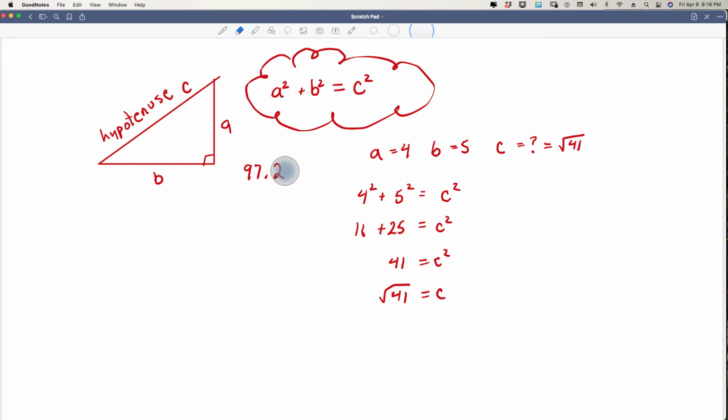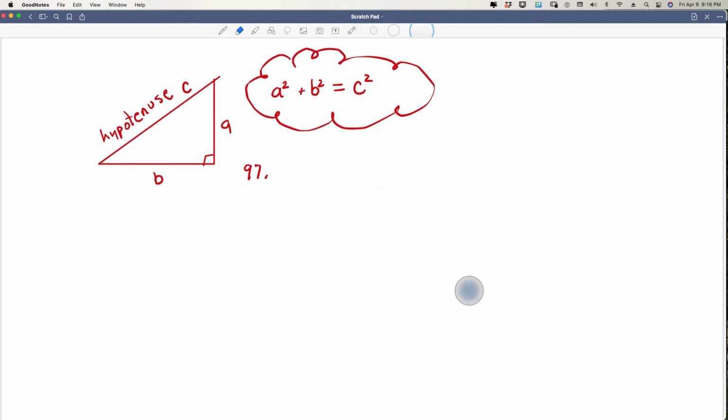Moving on. 97.3. See how easy these are? These should be really easy for you guys because you have already done substitution so much. Now you just have to understand the relationship of this formula and how you would substitute these values in order to find the missing value. That's all you're doing. You guys should be able to do these wonderfully.